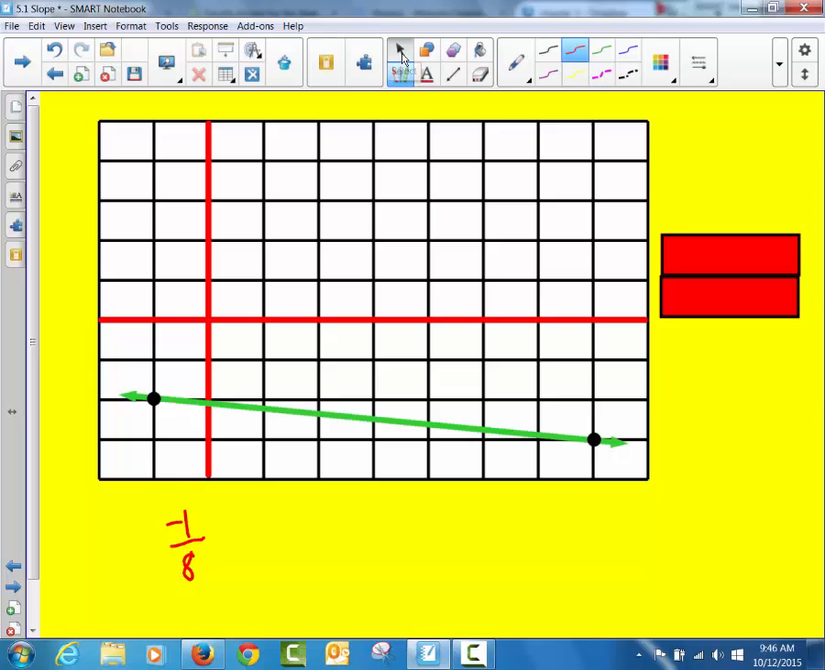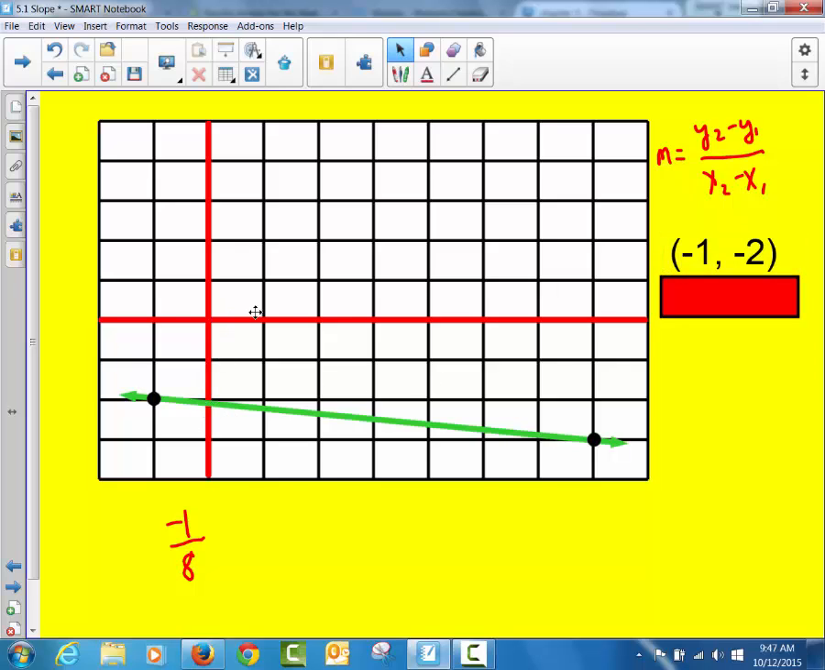For practice, let's do it one more time with the formula. Let's write down the formula so that it becomes stuck in our head. M equals y2 minus y1 over x2 minus x1. And let's come over here and let's see what our points are. -1, -2.